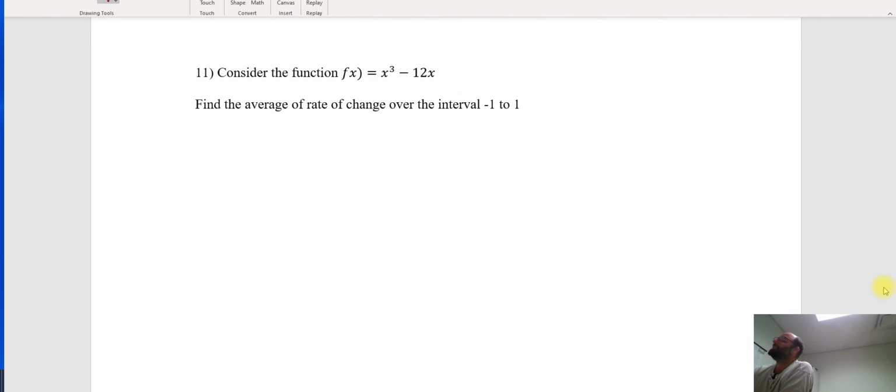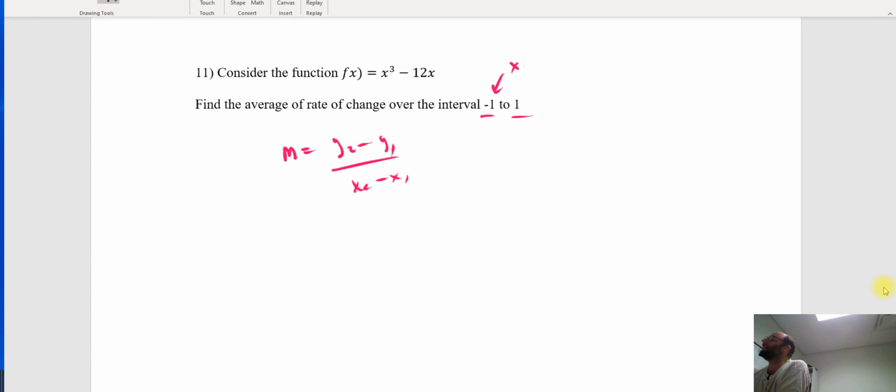Okay, average rate of change. This is just another way of saying slope. Okay, so slope, remember, is y2 minus y1 over x2 minus x1. Now, make sure you understand what you're looking at. This is an interval. These are both x values.